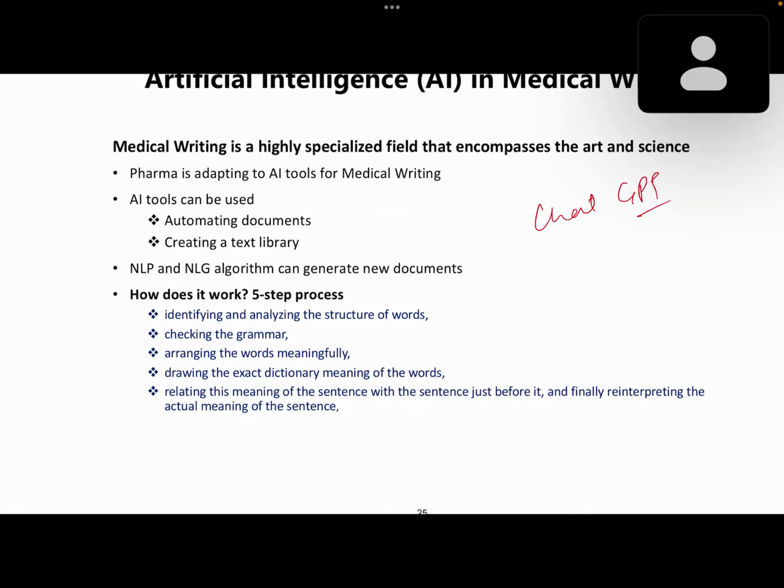Even if you see, the biggest name is not coming, I'm not able to recall, but I will recall. Everything is coming with AI assistance. So AI tools are helping us by automating documents and creating a text library. So you need not think about what sentence I have to make. You have to focus on the scientific piece.